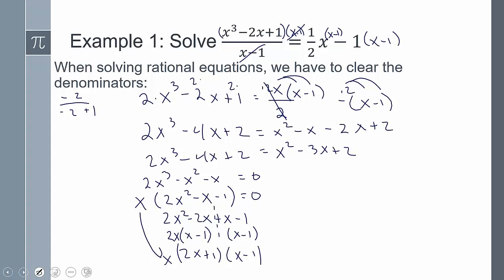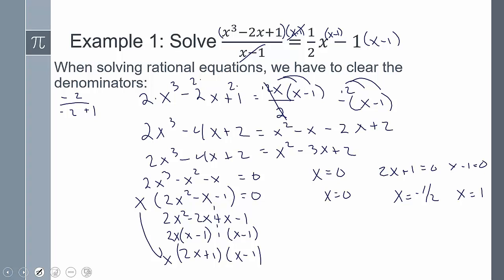So now if I set each of those equal to 0, you get x equals 0. I have 2x plus 1 equals 0, and I have x minus 1 equals 0. So I have x equals 0, subtract 1, divide by 2, and then add 1. So here are my values for x.